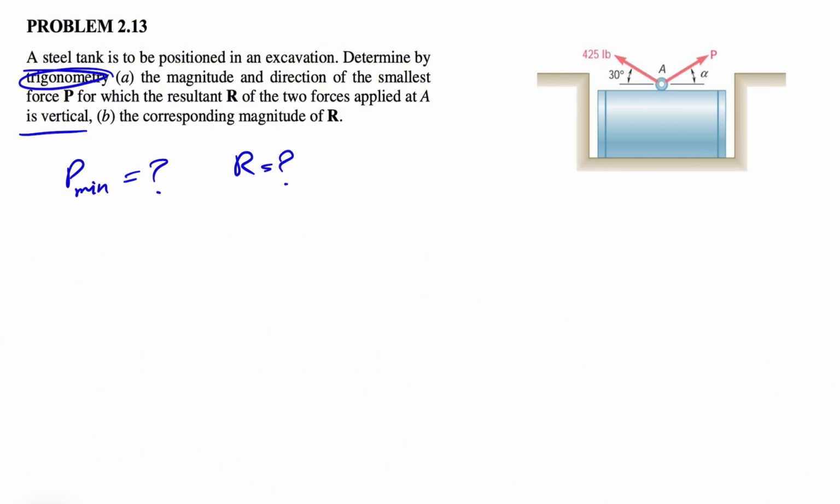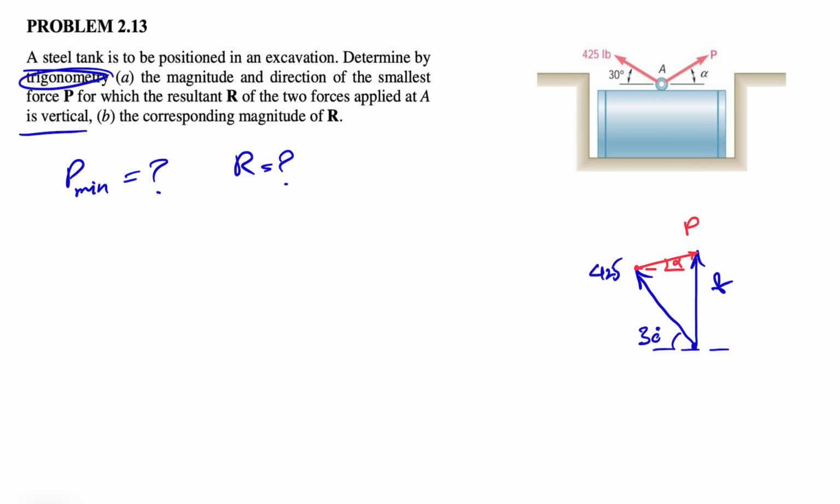So if we do the triangle rule, we basically have these two forces. One of 425 pounds that makes 30 degrees here. And we know our resultant has to be vertical, so let's call this one our R. And the force P has to be the force that connects here to here. So this is our P. So we have the angle alpha in here, and we have to figure out when this happens and when we have our smallest P in here.